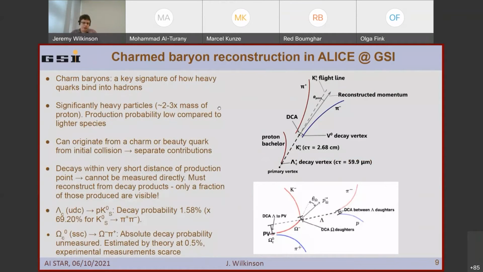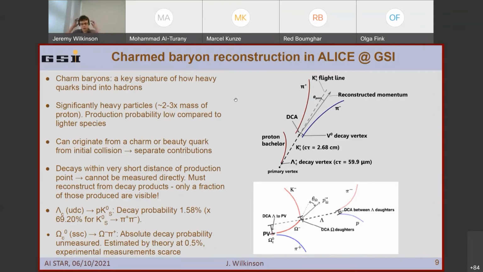Then we can think about slightly rarer and more complex decays that we can reconstruct, and this brings us to the charmed baryons. This is something that's similar to a proton or a neutron, but with one of the quarks replaced by a charm quark. So these are significantly heavy particles. They're about 2 to 3 times the mass of the proton, and their production probability is very low compared to the lighter species. And one other thing that we can study is whether they originate from a charm quark from the original collision or from a beauty quark.